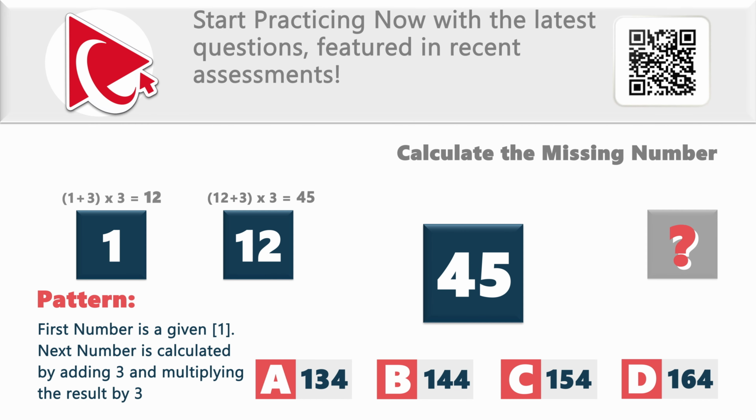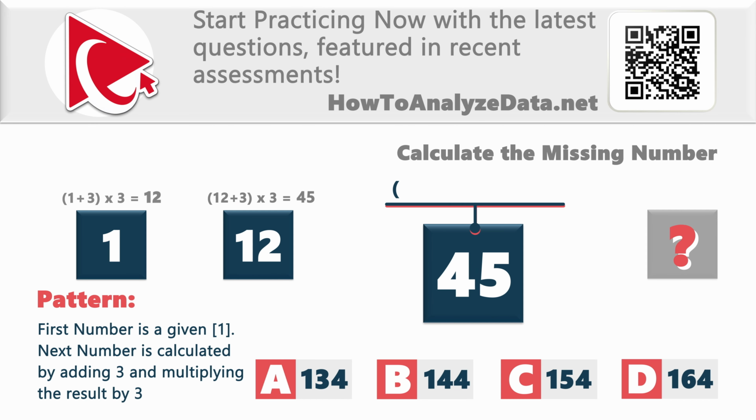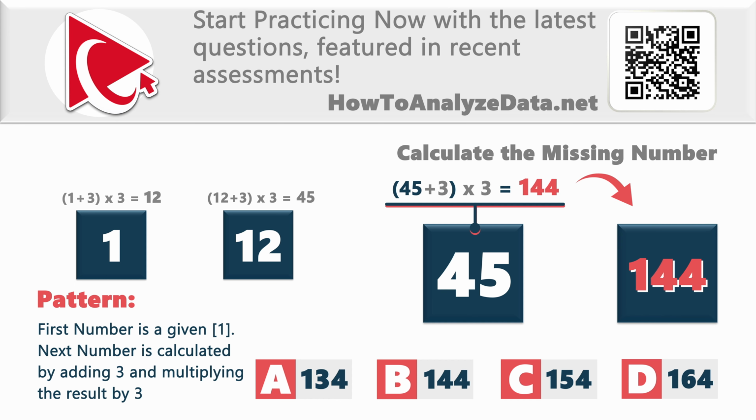And now is the time to calculate the missing number. 45 plus 3 multiplied by 3 equals 144. So the correct answer here is choice B, 144.